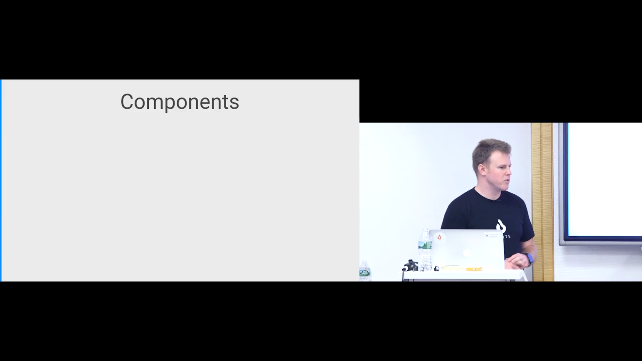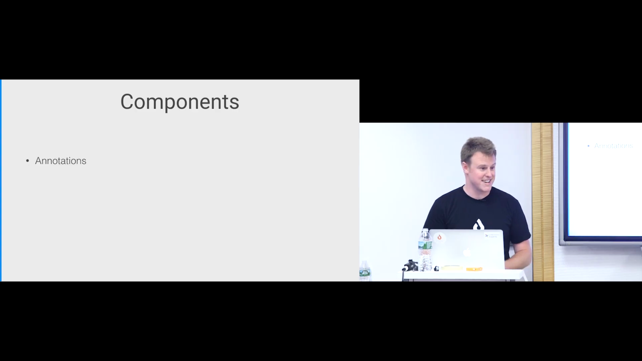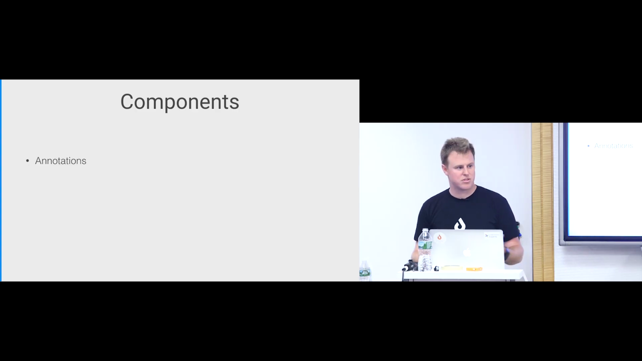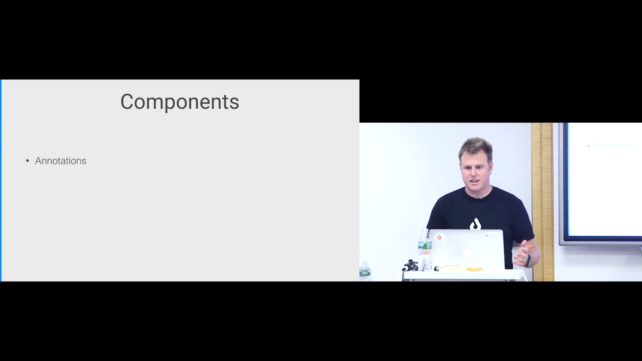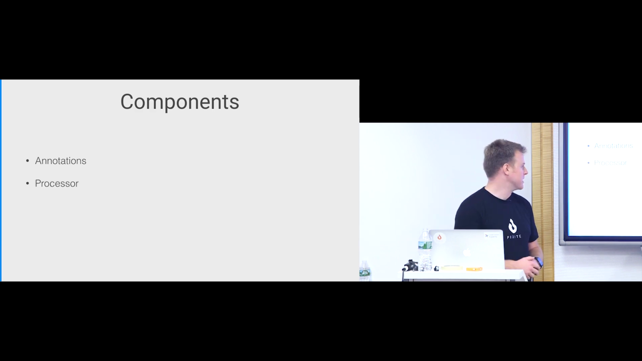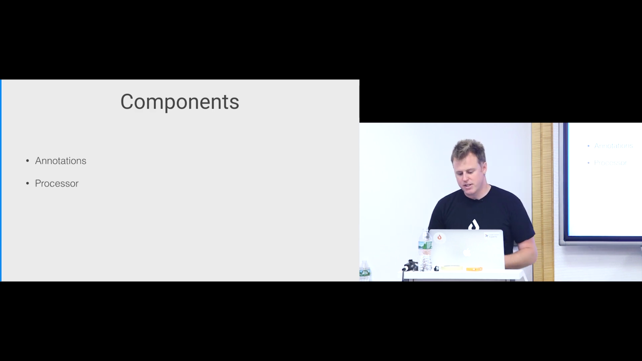So let's move on to the components. There's a few components of annotation processing. First, of course, are annotations. We need annotations in order to process the code. Next up is a processor. That's pretty straightforward, and we're going to look a bit deeper into each of these.